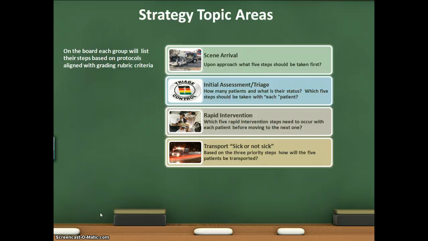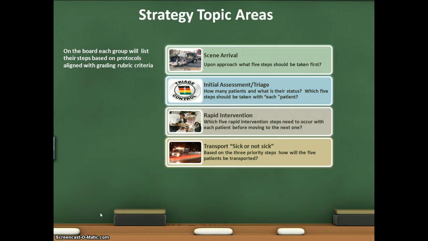Once each group has had a chance to go through their card, read the description, and sort through the information contained in their envelope, they will be able to go up to the board, and on the board there will be 4 headings. One will be for scene arrival, one will be for initial assessment and triage, then we'll have rapid intervention, and then transport, sick or not sick.